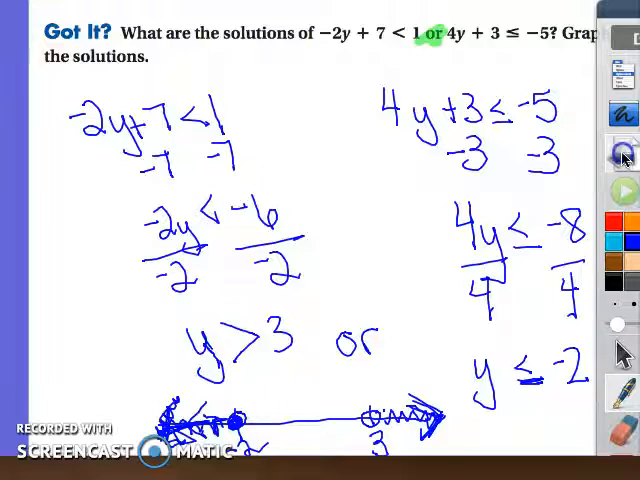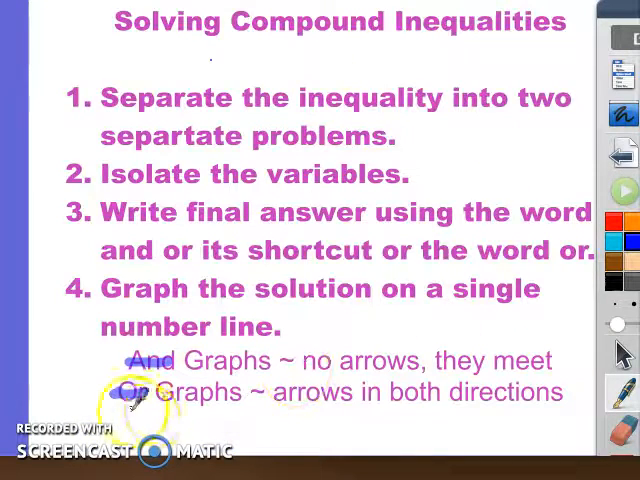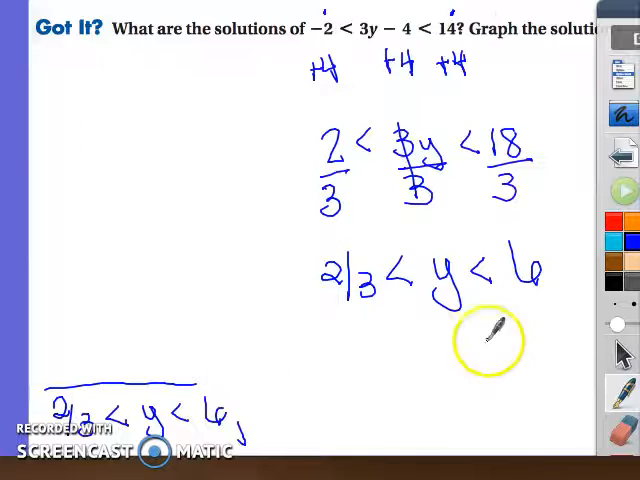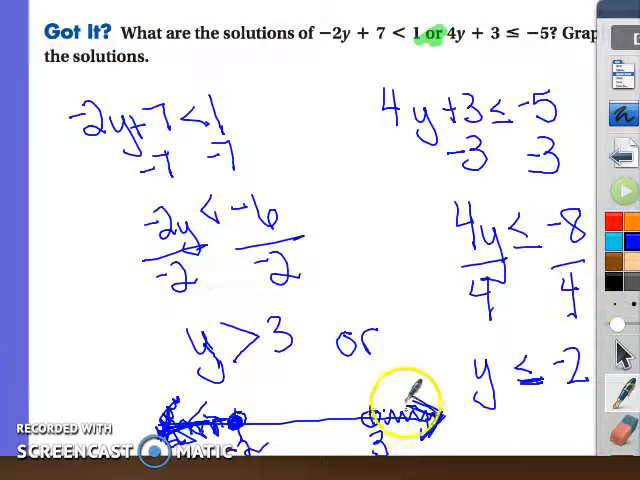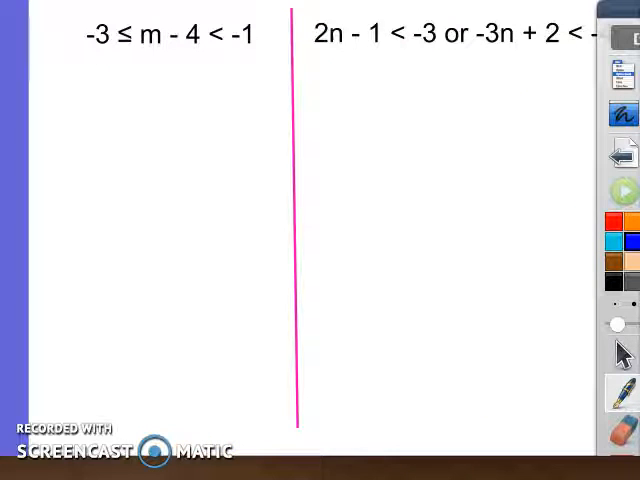So again, that's where the OR graphs, arrows are going to be in both directions. The AND graphs, there's no arrows. They meet. Oh, I erased my graph, didn't I? But this one, arrows in both directions are highlighted or shaded. Okay, this one is my AND.